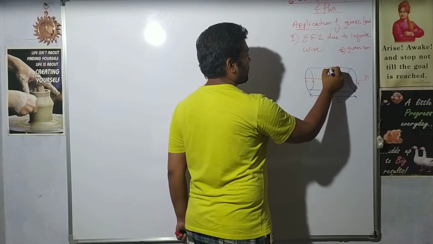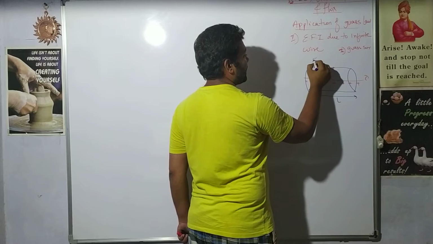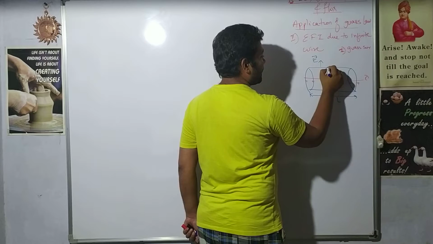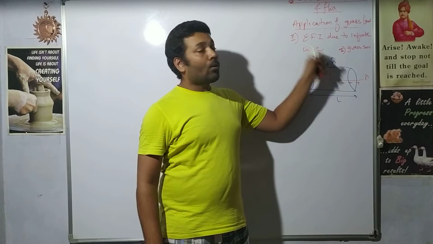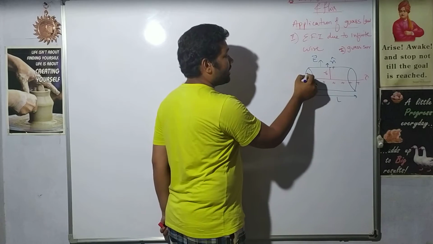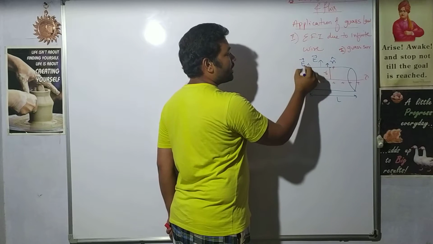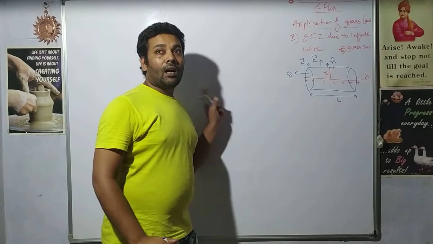So for this Gaussian surface, this is a positive charge, so electric field intensity is radially outward on this surface, right, and the direction of the area is also in the same direction. If we consider this circular area, then on the circular area electric field is upward, but the area vector is directed outward, right?